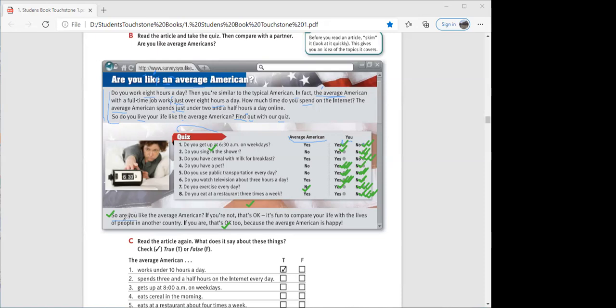Lupita, pay attention to your pronunciation and fix those words. But first listen, and then mentally you'll pick it up. Don't repeat it. So, are you like the average American? If you're not, that's okay. It's fun to compare your life with the lives of people in another country. If you are, that's okay too, because the average American is happy.